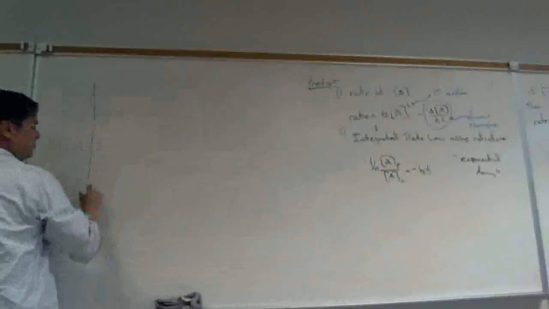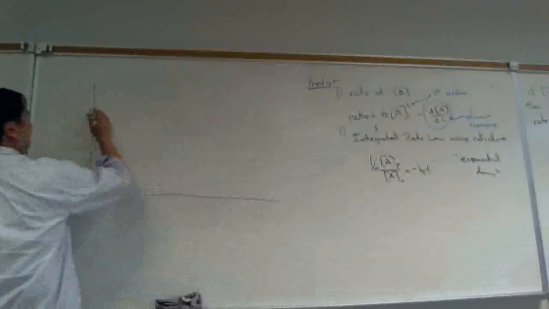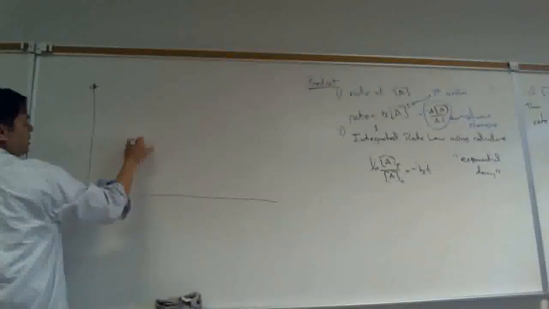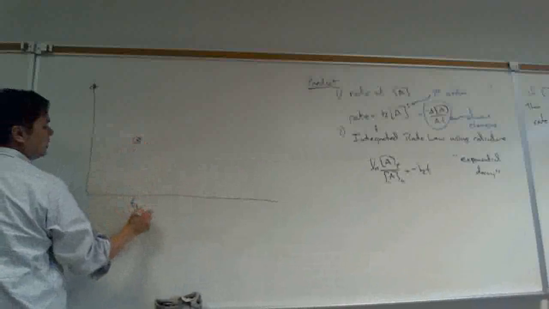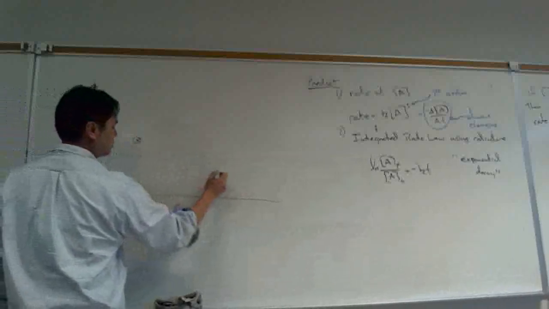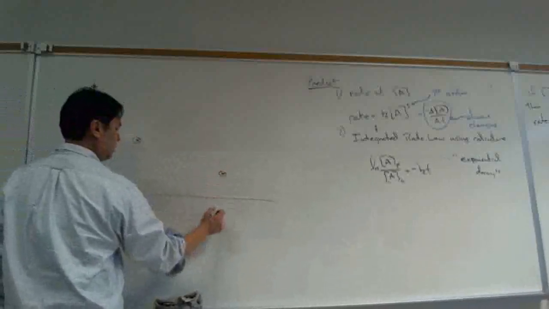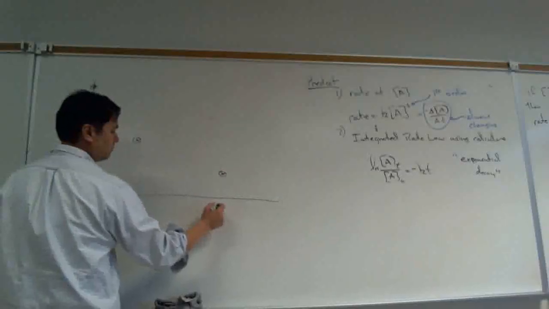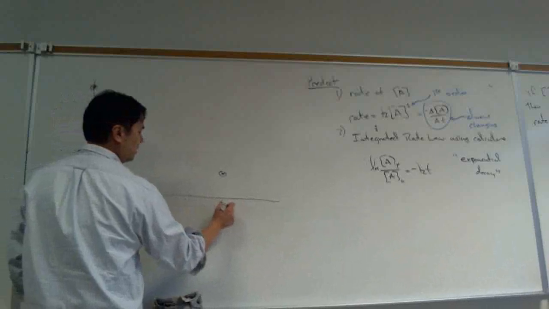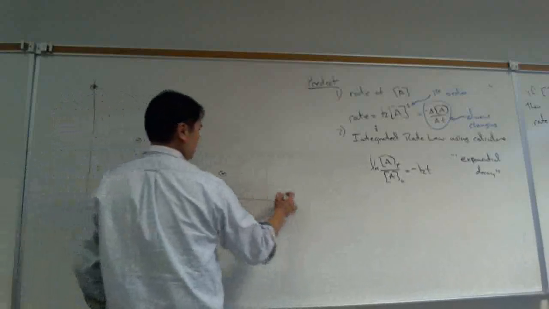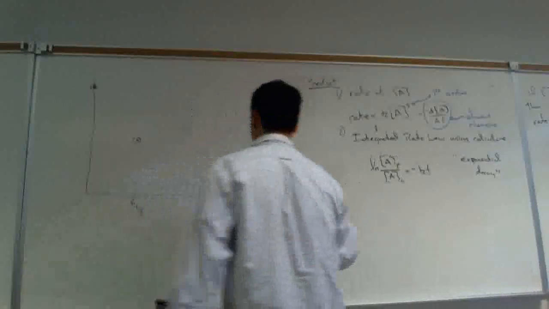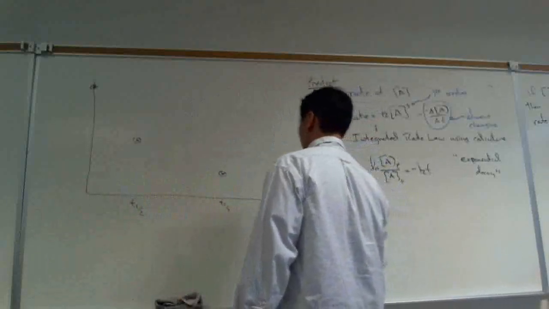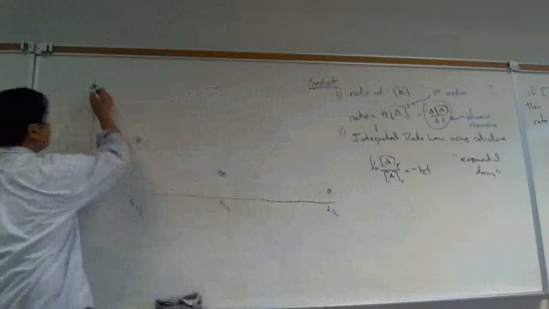Okay, now the next one we're going to have is going to look like this, where let's say one half-life takes this long, T1/2, and the next half-life takes twice as long. And so this would be 2 times the original T1/2. And then the next one, we have to double the previous one. So each successive half-life is doubled. And so we get a curve like this.